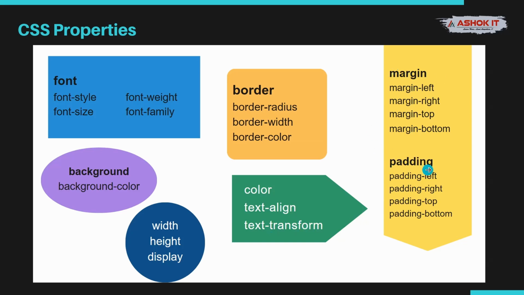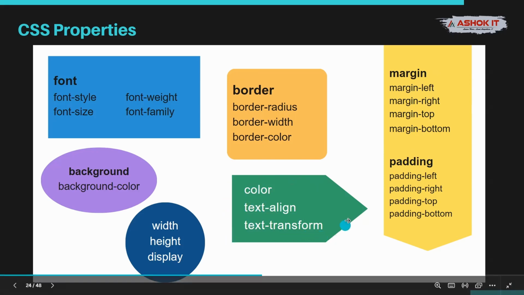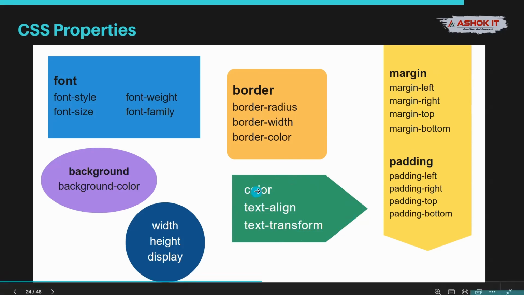Coming to margin and padding, margin is the gap between two elements. For suppose, consider this orange color thing as one element and the green color thing as another element. The gap between these two elements can be controlled using margin. Padding is the gap or space between the content and the border. Let us say this is the border for this shape. The gap between the content and this border can be controlled with the help of padding properties. This is about the CSS properties.